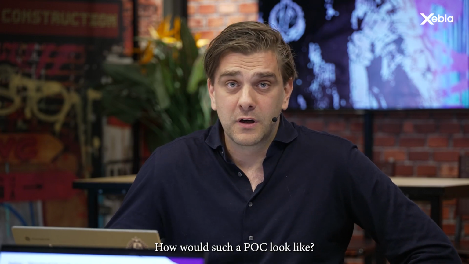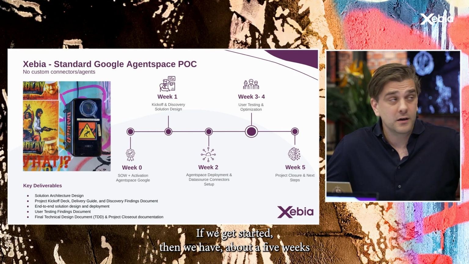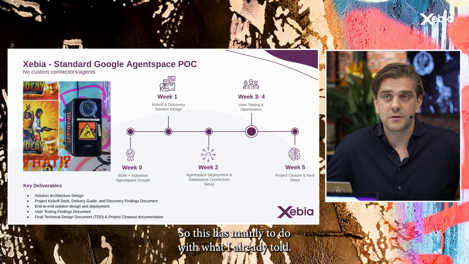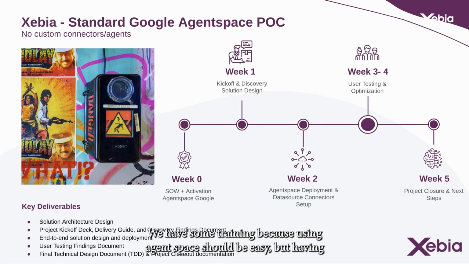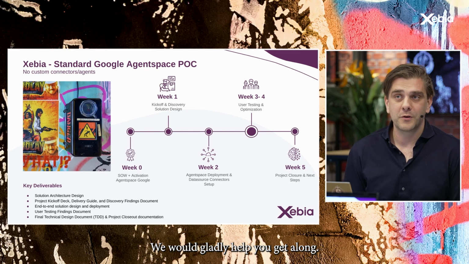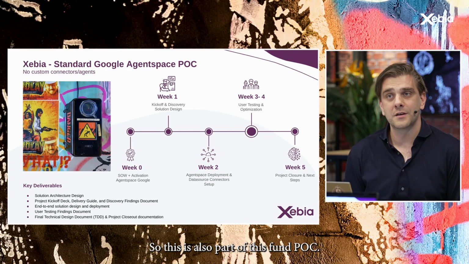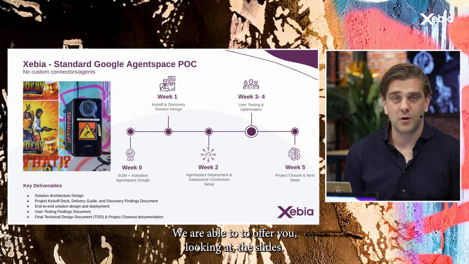How would such a POC look? If we get started, then we have about a 5-week trajectory before everything is up and running. That has mainly to do with what I already told. We have some trainings, because using AgentSpace should be easy, but having an understanding of how to ask questions, what to ask, what you are able to ask, and what you are not yet able to, makes sure that not everybody gets frustrated in the first weeks. We would gladly help you get along. And again, Google is funding us to help you. So this is also part of the funded POC we are able to offer you.